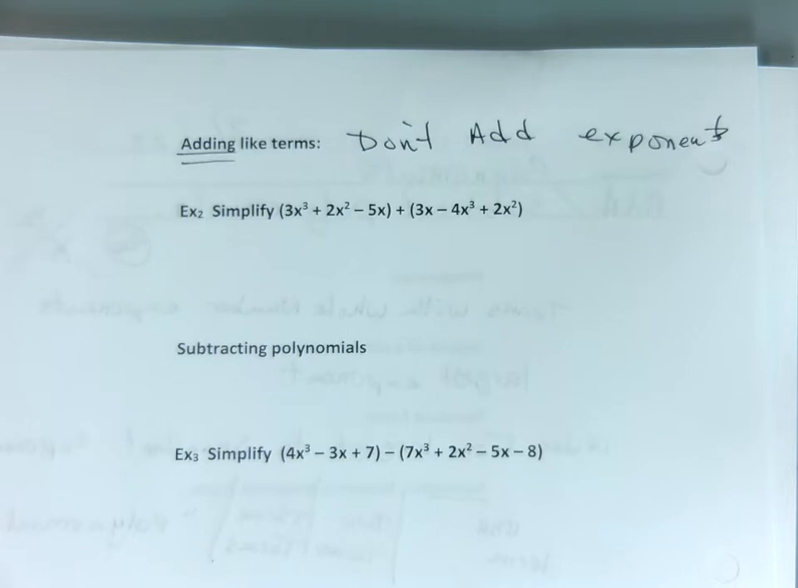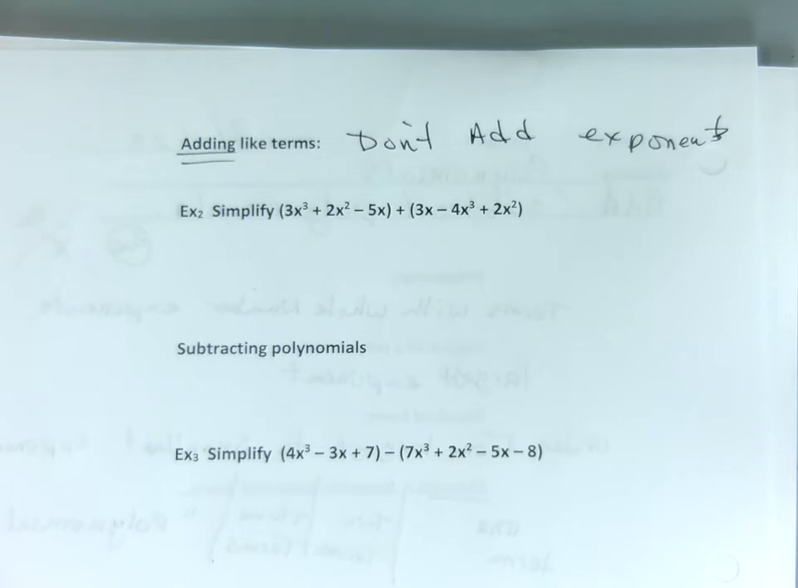What's in the bag? How many x cubes? If I add 2 more x cubes, what's in the bag? 5. There's no x to the 6's. You agree? It's just how many x cubes.